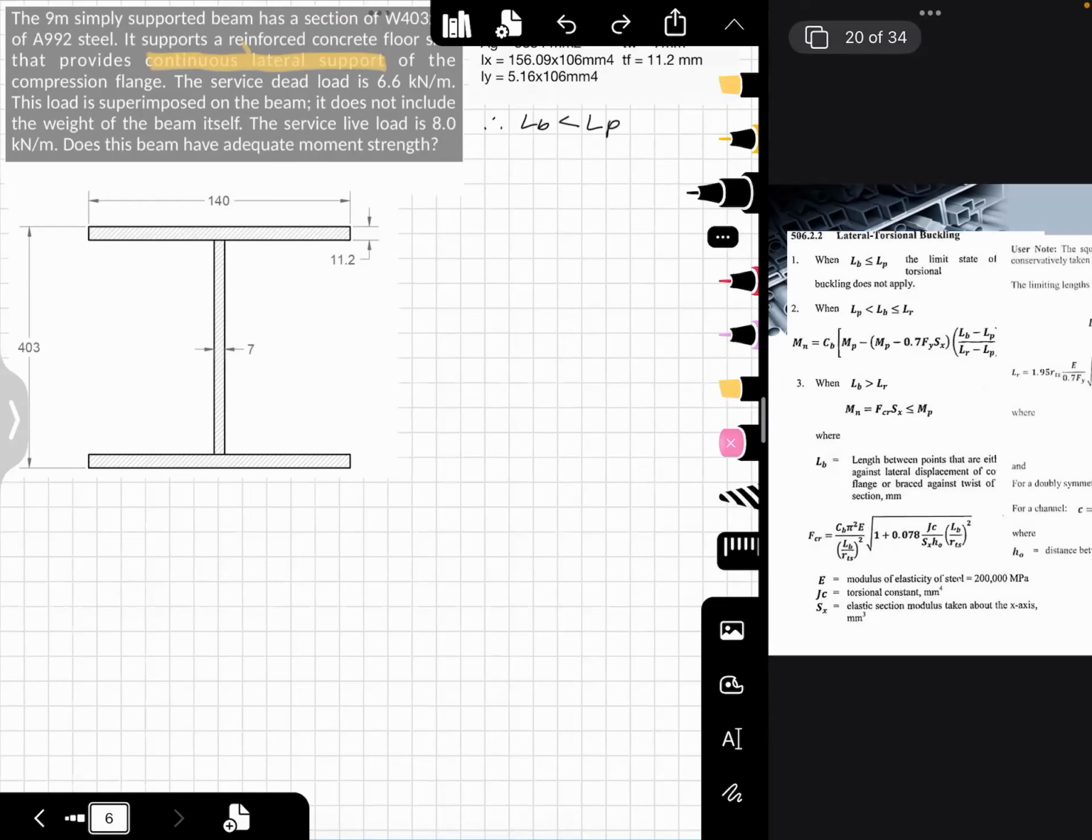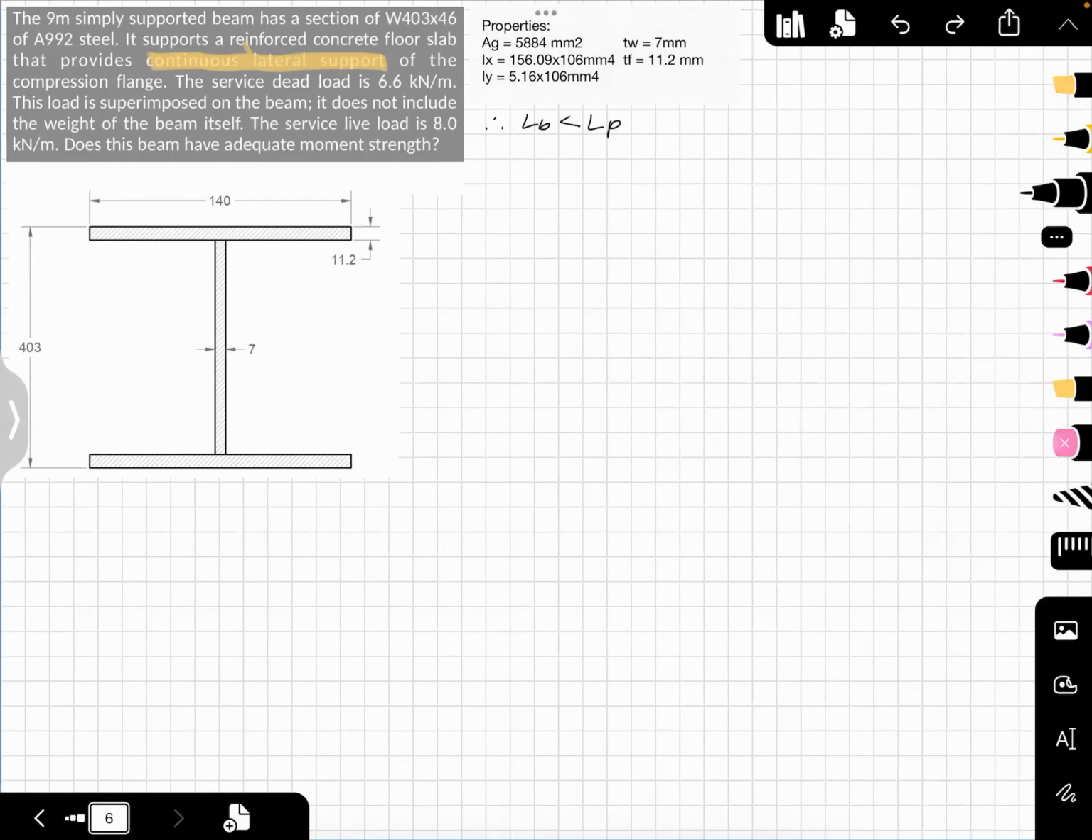So kung yung LB is less than LP, kasi nga no lateral torsional buckling will happen. So regardless of the length, kapag meron siyang continuous lateral support, i-assume natin na magpo-fall siya under category number 1, wherein there's no lateral buckling present. So in that case, LB is less than LP, or your MN is equal to your MP. So ito siya condition 1 from NSCP.